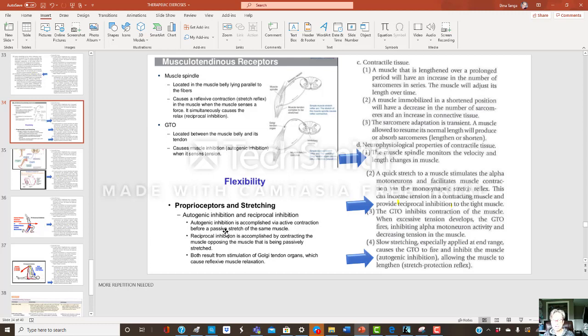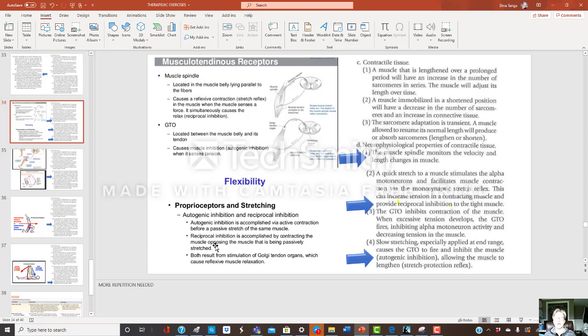So autogenic inhibition: actively contracting the hamstrings before passively stretching the hamstrings. That's autogenic inhibition. Reciprocal inhibition: contracting the muscle opposing the muscle that is being passively stretched.